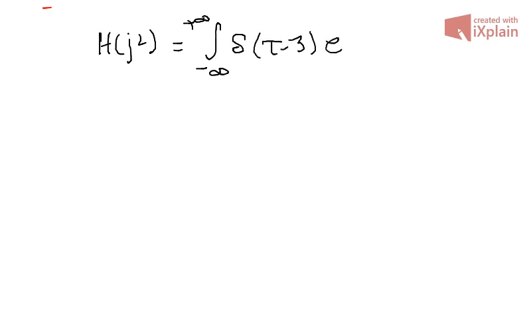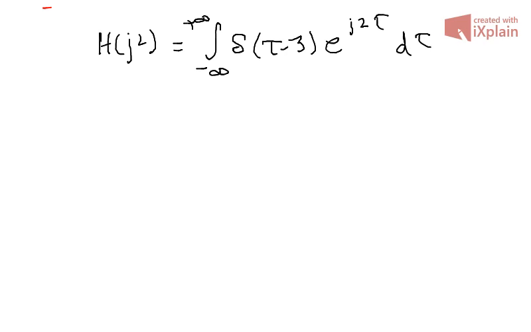So let me rewrite my equation from which I have to find h of j2. We are interested in finding h of j2 from this expression, the integral from minus infinity to plus infinity of delta of tau minus 3 e raised to the power minus j2 tau d tau, right? This is our expression. I think this is not minus, here it is plus, e raised to power j2 tau, right?